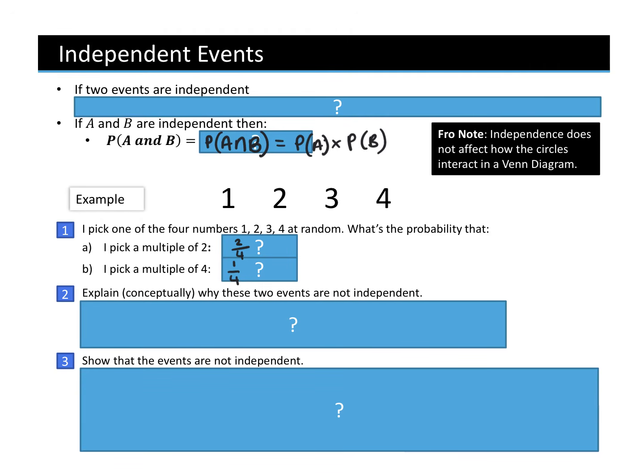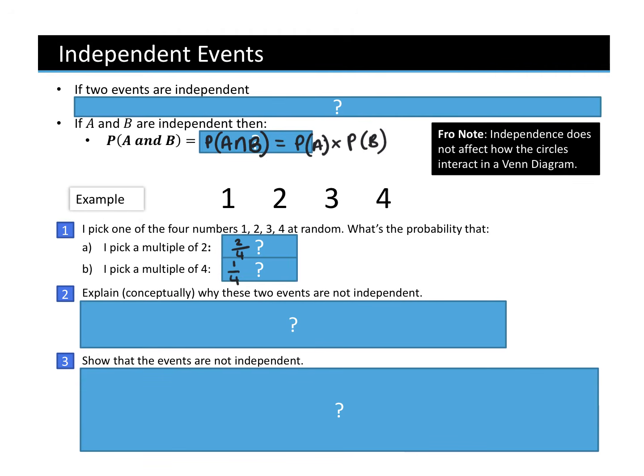These two events are not independent because if it is a multiple of 4, then it must be a multiple of 2. But if it wasn't a multiple of 4, then it may or may not be a multiple of 2. So the events are linked, and whether one happened influences the probability of the other happening.